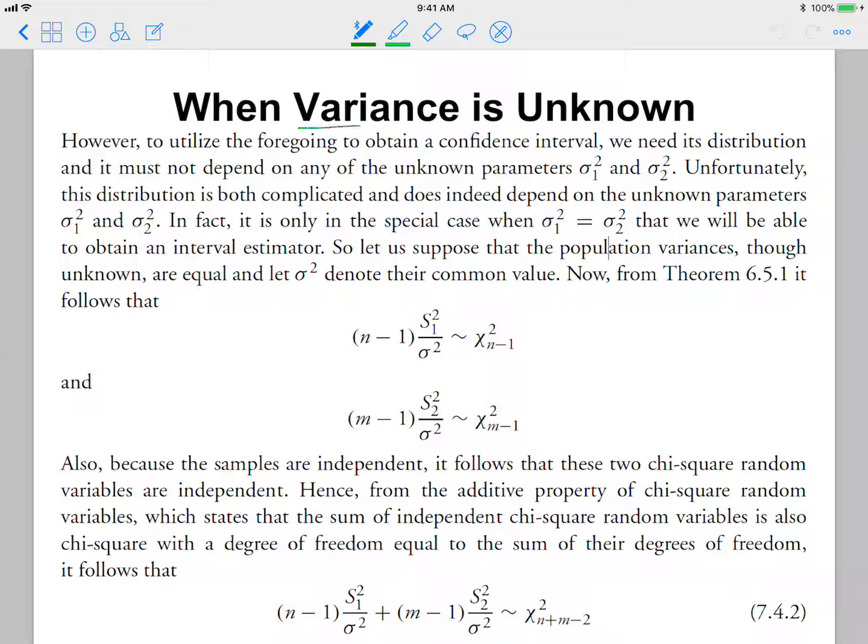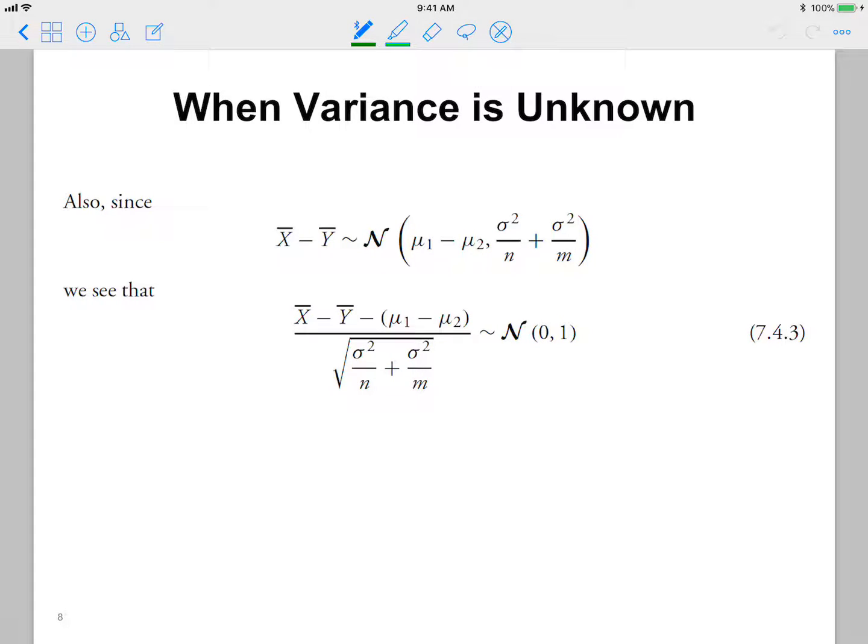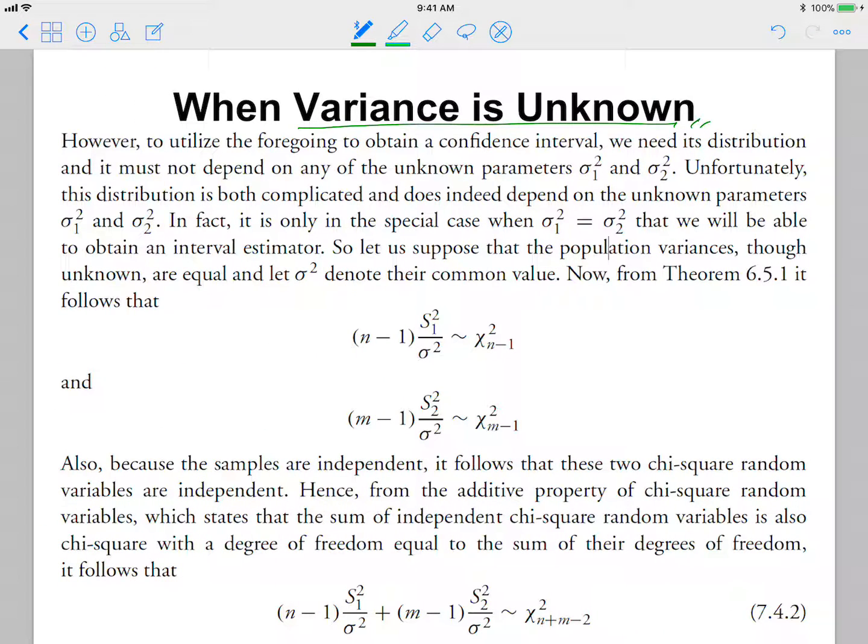Here, when the variance is unknown, let's review the situation again. We have two different distributions with two different means, and we are still interested in the interval estimate of the difference of these true means. As I mentioned, the variance is unknown, but our assumption is that the variance from these two distributions is the same. Although we do not know what that value is, we still assume those two variances are the same.